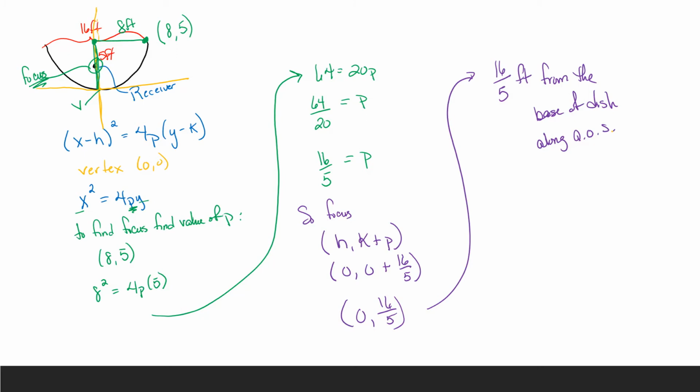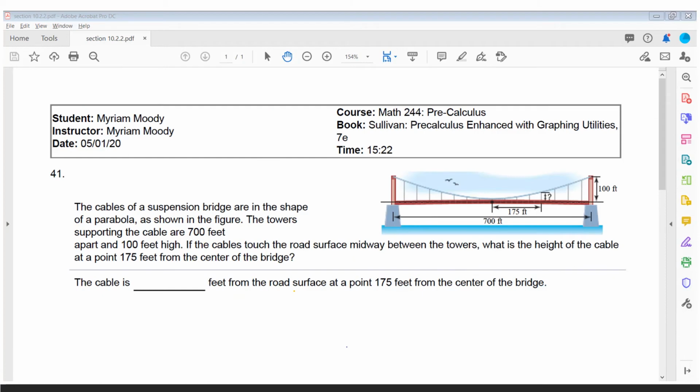So, even though they're not asking for this, just for us visual people, that's 3 1/5 feet from the base of the dish. So it's a little over 3 feet high, right? But they didn't even ask for a mixed number. So I need to give them the final answer of 16/5 feet. Cool? Okay. So let's look at this next example.